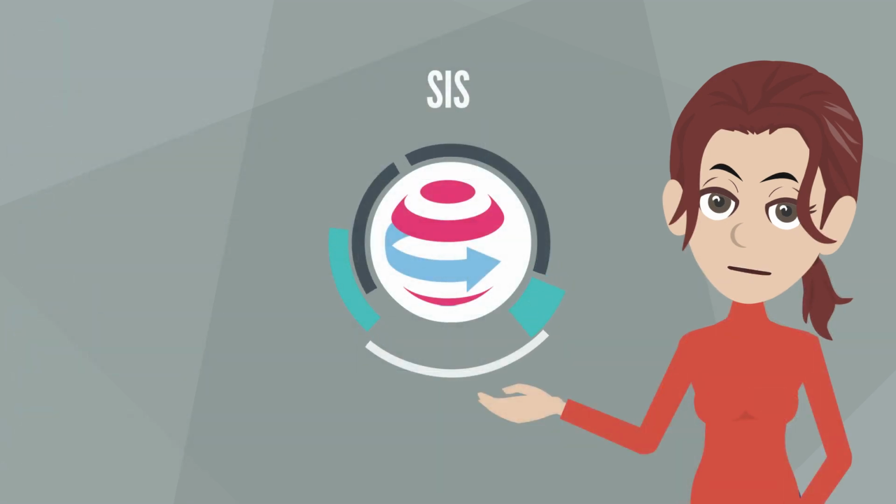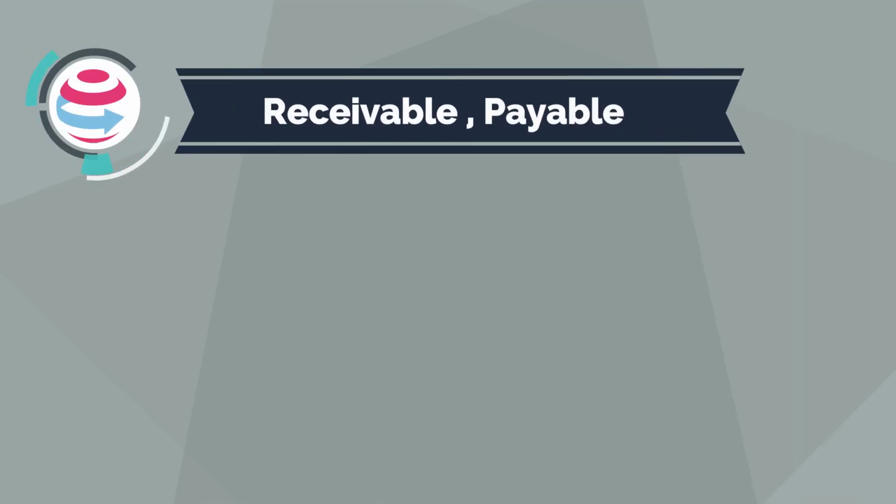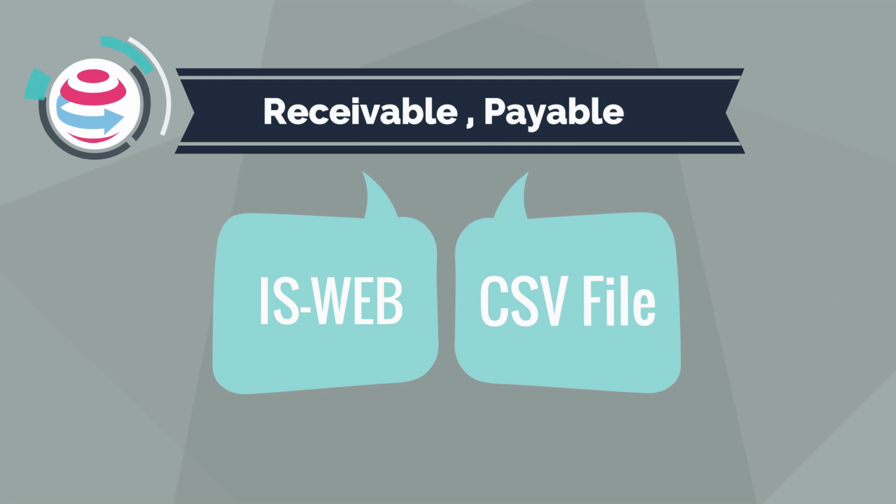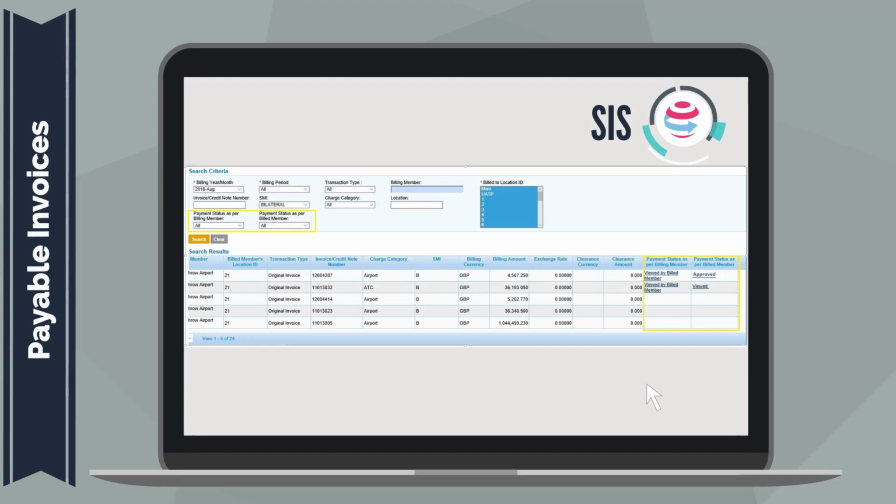Let's see how you can update your bilateral miscellaneous invoices in SIS. You can update the status of any receivable or payable bilateral miscellaneous invoice, whether manually through the SIS web or by uploading CSV files. The status of payable bilateral miscellaneous invoices can be updated by the billed member in SIS.